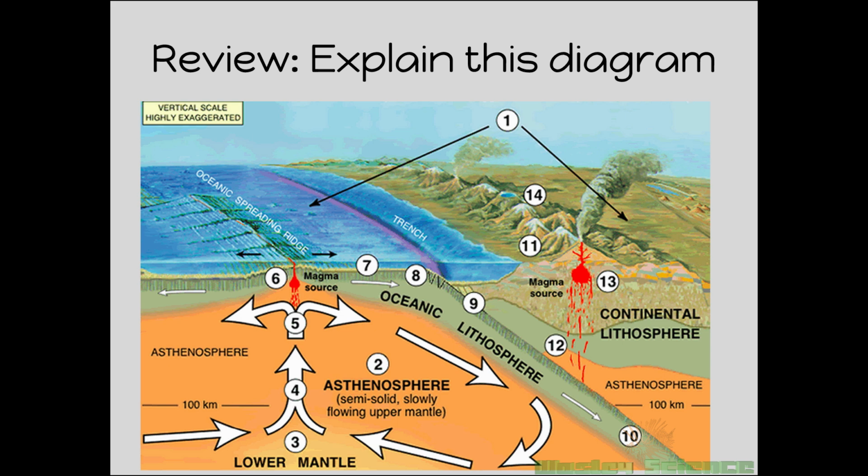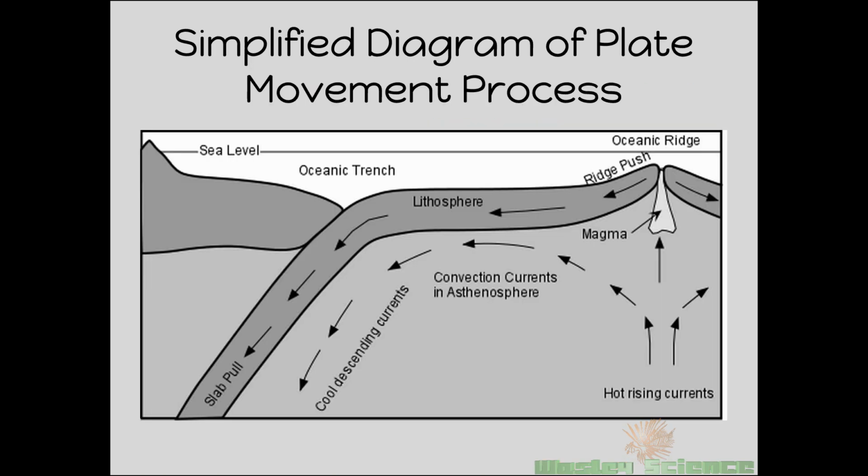What you can do now is use this diagram to review what we have been talking about. It may be helpful for you to look at number 1, and on your notebook make a number 1 and write down a description of what that is and what it's doing, and then go from 1 to 2 to 3 to 4 to 5, 6, and finally 14. And you should be able to describe briefly what that is showing. And here is a much simplified diagram that explains the movement of plates.